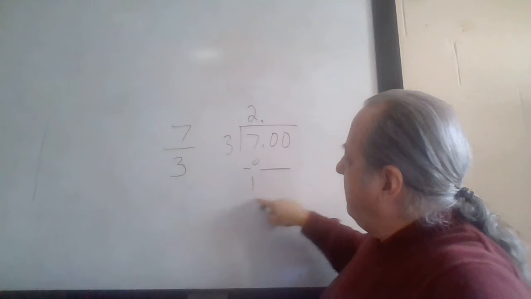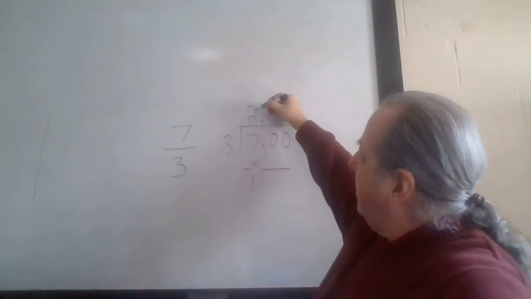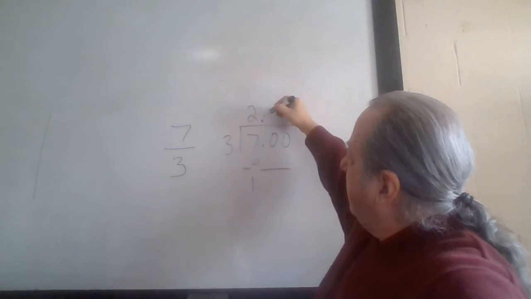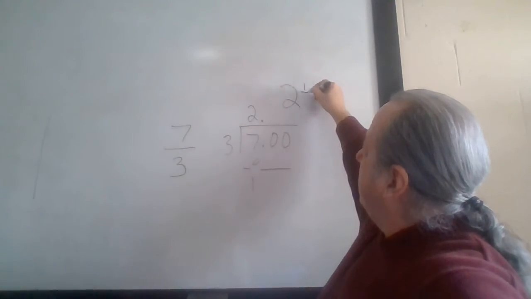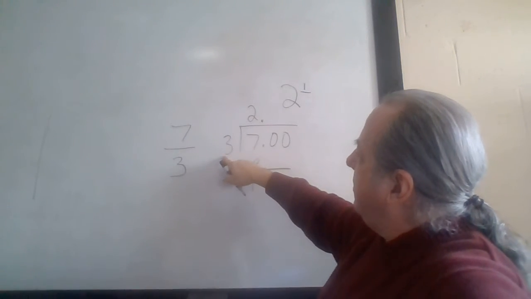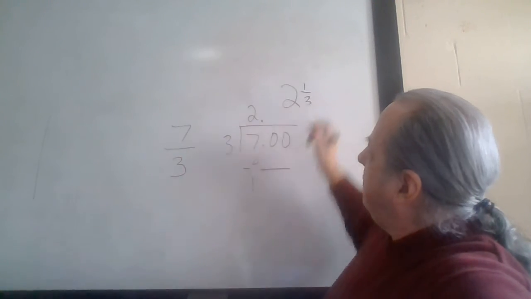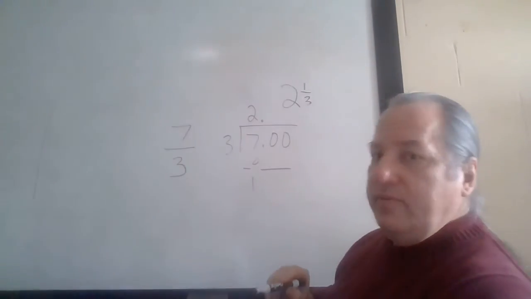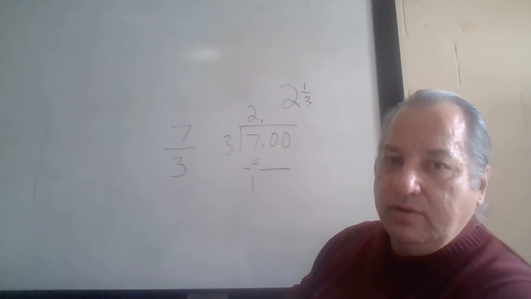This is my remainder. So to put it into a mixed number, I take the whole number that's to the left of the decimal, 2. My remainder becomes my numerator, and my denominator is the original one, or what I'm dividing by, which is 3. So 7 over 3 is the same thing as 2 1/3 as a mixed number.